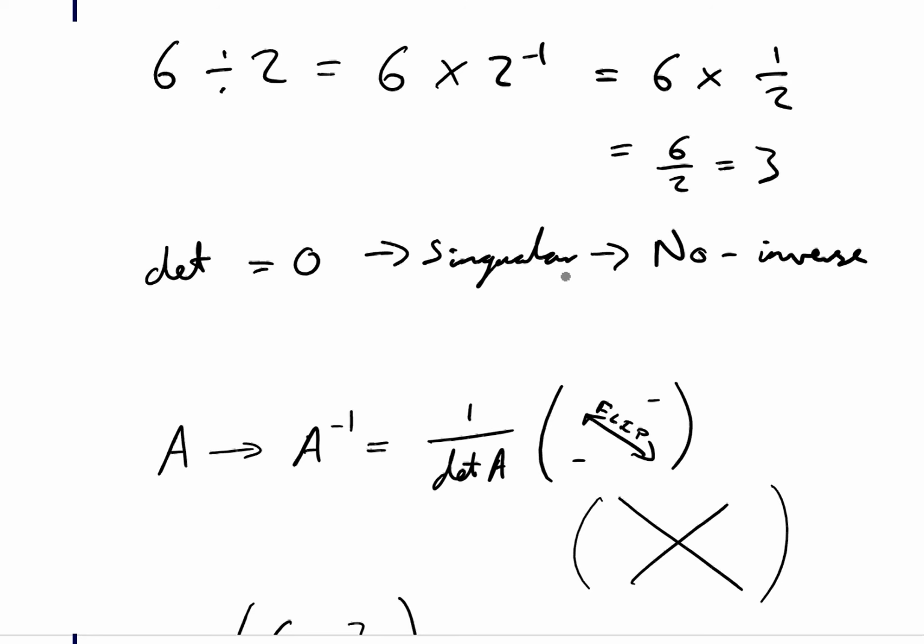But if we say it's singular, then there's no inverse which exists. Well, why? Because if you look at this, the inverse is 1 over the determinant of A multiplied by the altered matrix. If the determinant of this matrix A is 0, then it's going to be 1 over 0, which is infinity. So we're multiplying by infinity, so therefore this matrix will basically come out as infinity also, which implies that there's no inverse matrix of A. But if the determinant is not equal to 0, then we say that's non-singular.